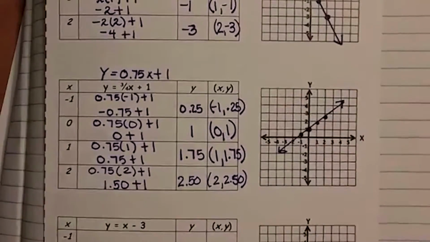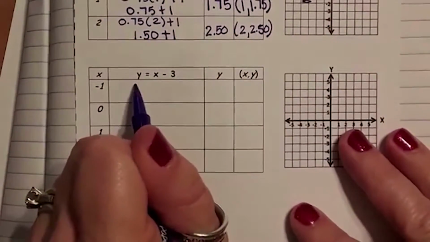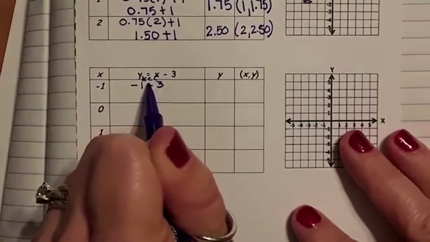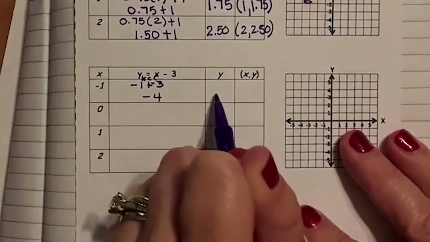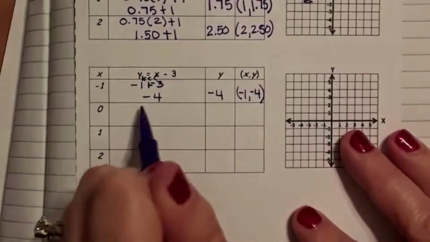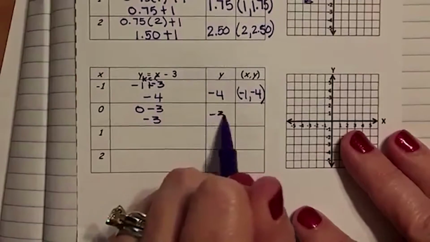All right, let's go to the last one. You have x minus 3, so you have -1 minus 3. This is where I would do the keep change change. So you have -1 plus a -3 is -4. All right, 0 minus 3 is -3.